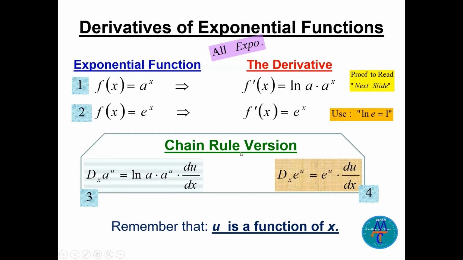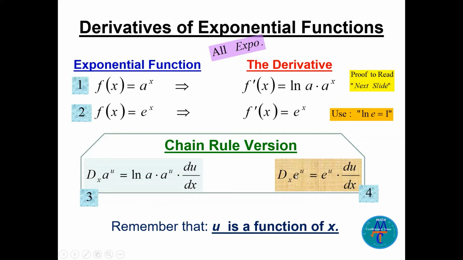Now, the chain rule version of this exponential function, number 3. If we have a to the power u, where u is a function of x, like we will see in an example like 5 to the power x squared minus 6x, it will be ln of a, the base, times the function a to the power u times du over dx. So you find the derivative of u with respect to x.